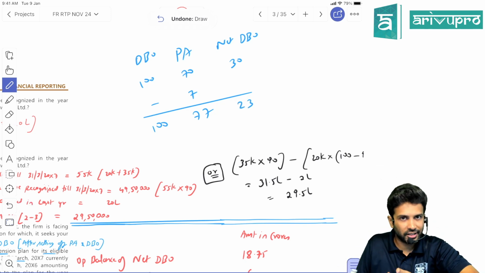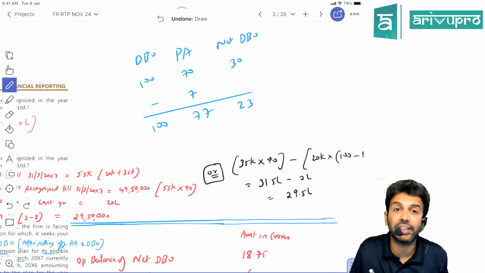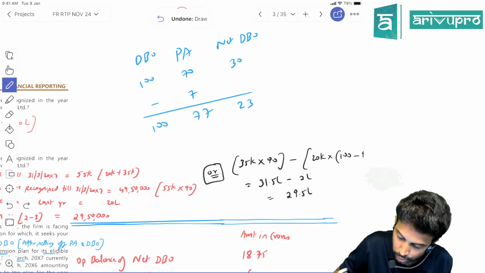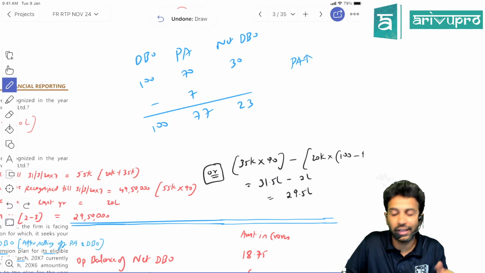23. Yes, no? Correct. That's the balance. 100 minus 77 is 23. Check what happened. Sir, due to this contribution, plan asset increased by how much? From 70 it became 77. So it increased by 7.